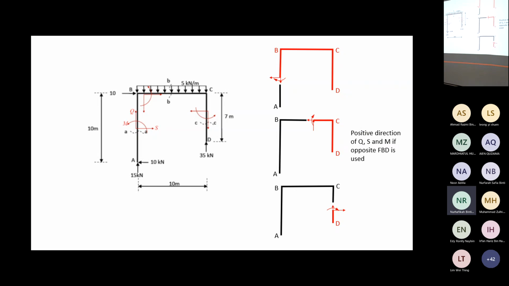So I emphasize again, the one that we use in the example here is referring to you're using the free body diagram. You start from here, you cut, you use this part, you cut here, you use this part, you cut here, you use this part. So that is the free body diagram that we are going to use. If you use the red one, then the positive direction should be opposite to this.